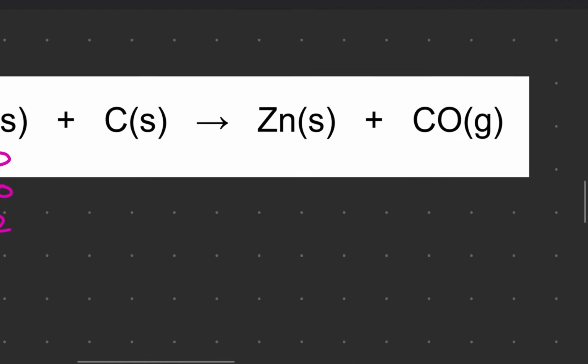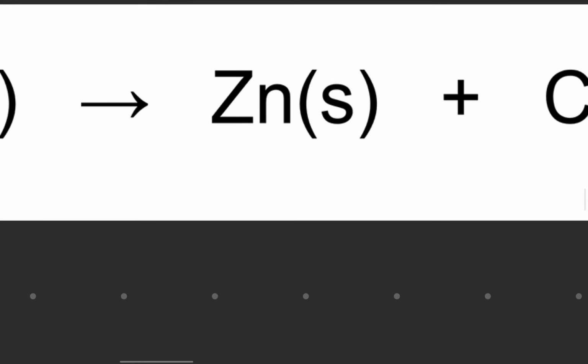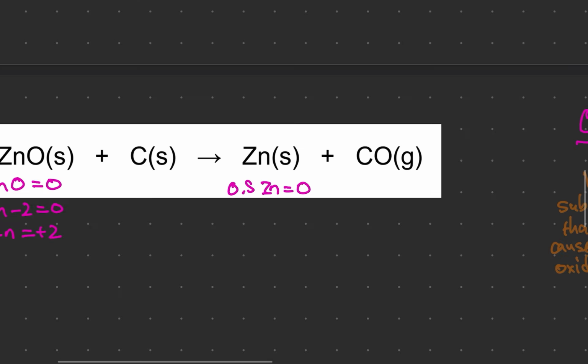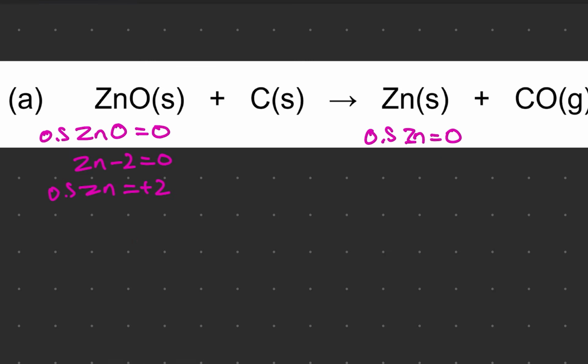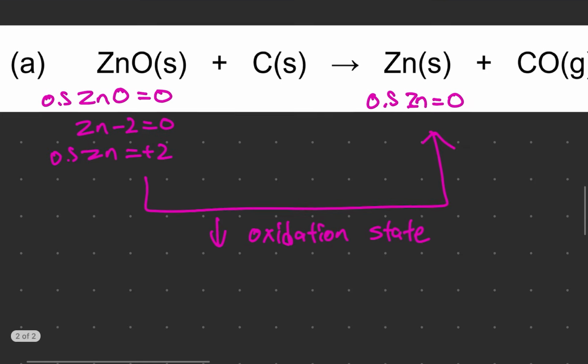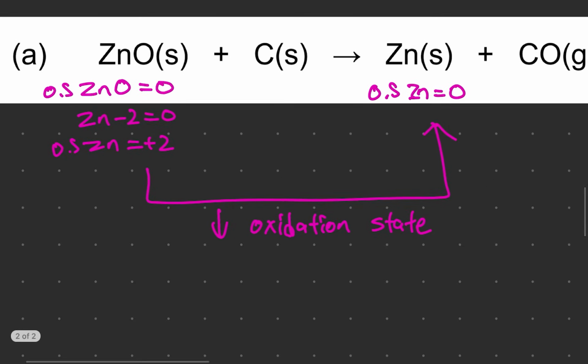Alright, now let's take a look at zinc here. So zinc by itself, its OS will equal to 0. So as you can see, there has been a decrease in the oxidation state. So since the oxidation state has been decreased, that means that electrons were gained by the zinc. So therefore, zinc oxide has been reduced.